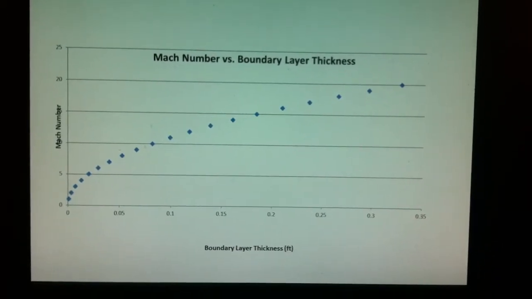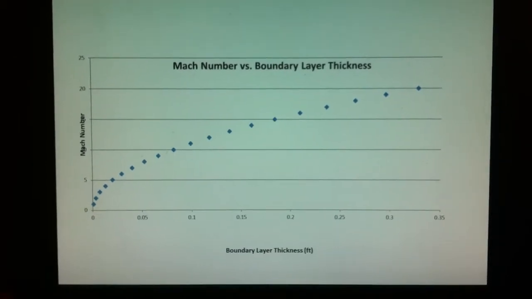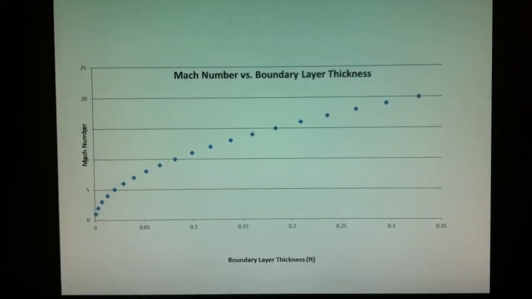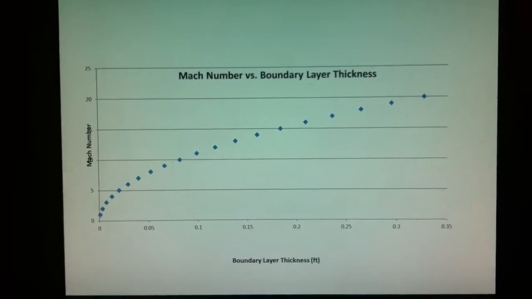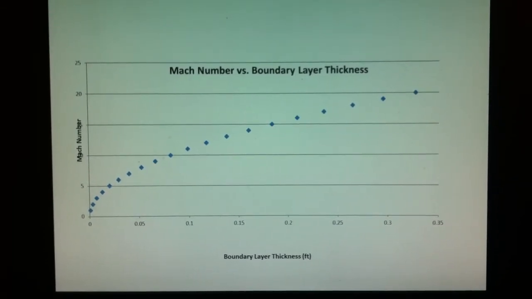Here it just shows that as the Mach number increased, so did the boundary layer thickness. From Mach 0 to 20, the boundary layer did increase, proving my hypothesis to be correct.